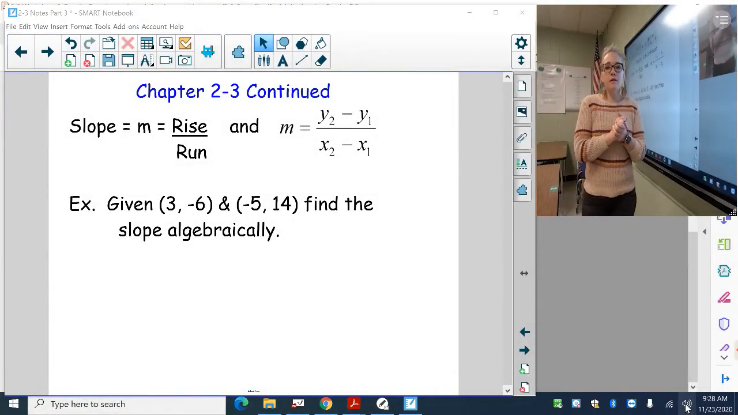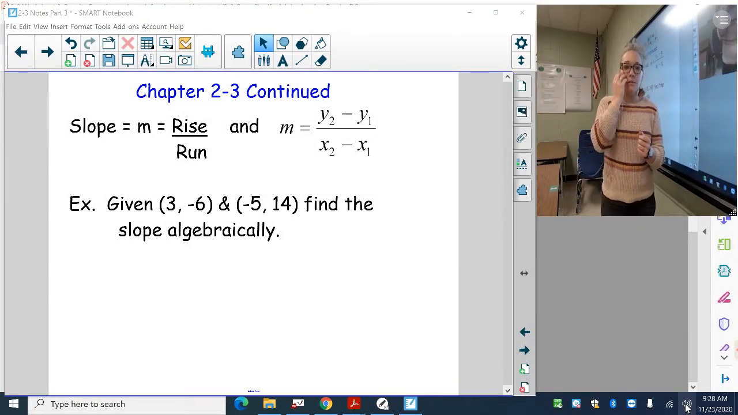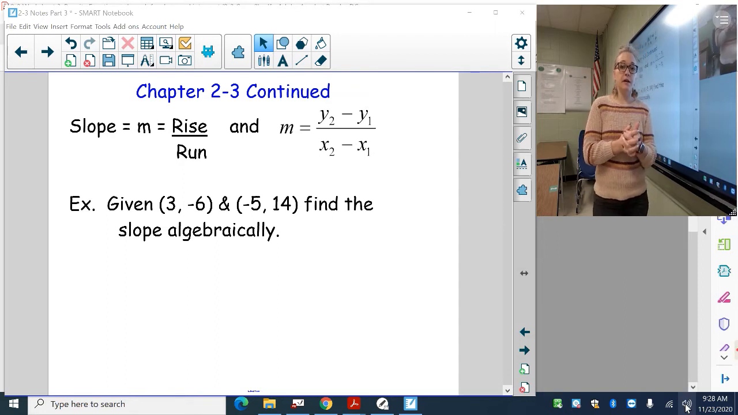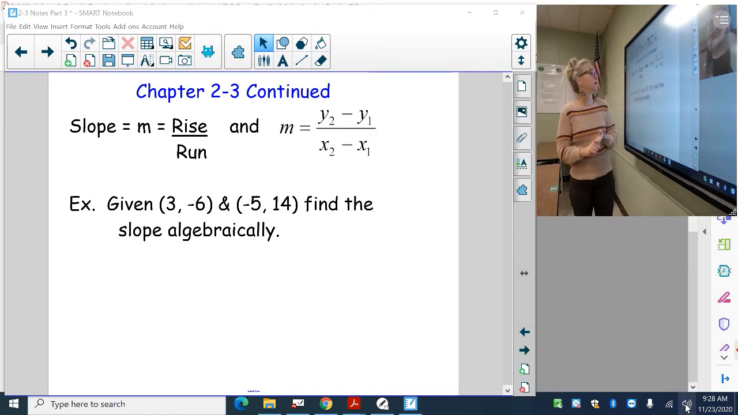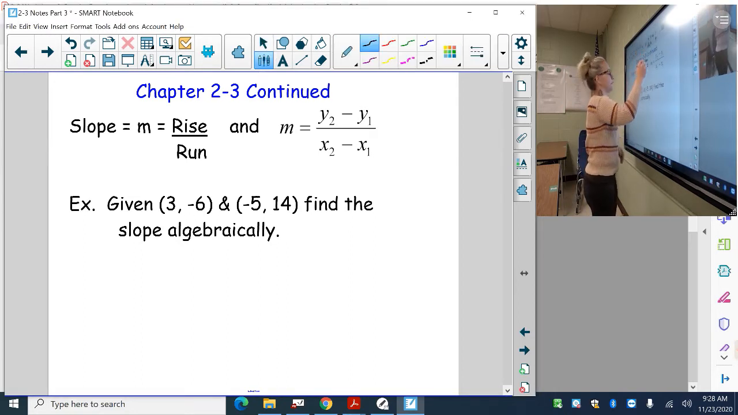Okay, the third part of the notes, we're going to go ahead and talk about Chapter 2, Section 3. We did slope, we did slope-intercept form, and now we are going to continue that into different types of problems. Basically, we know what slope is and we know what the equation is. So given these two, let's just review. Review is always good. Okay, find the slope algebraically.